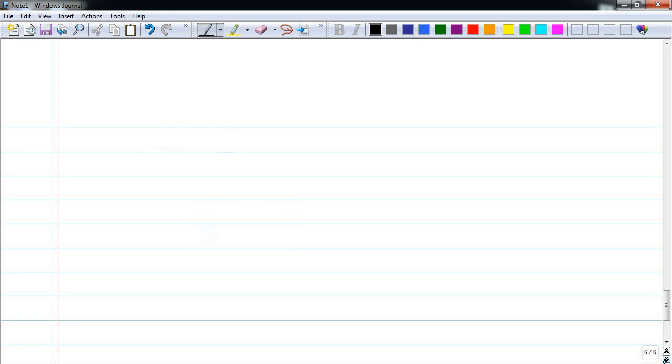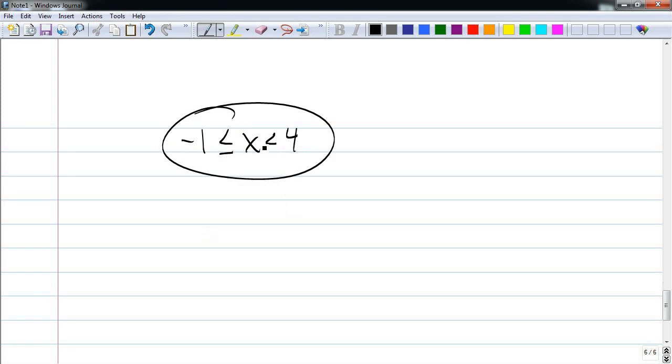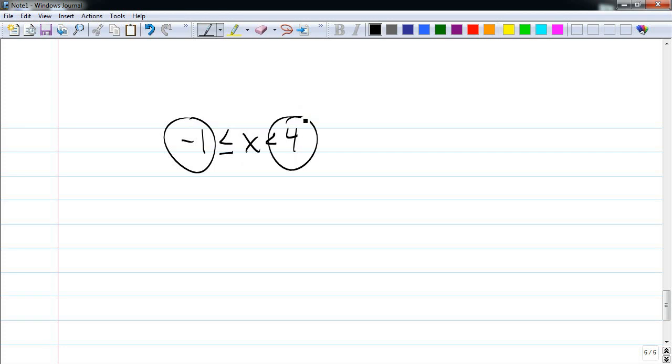Okay? How about this? -1 is less than or equal to x, which is less than 4. Now, this is kind of a giveaway, because when inequalities are written this way, and guys, this structure only works with less thans, it kind of shows you what the interval is, because this is my low number and this is my high number. So it's -1 to 4. The -1 is included in the interval. The 4 is not included in the interval. So there we go.